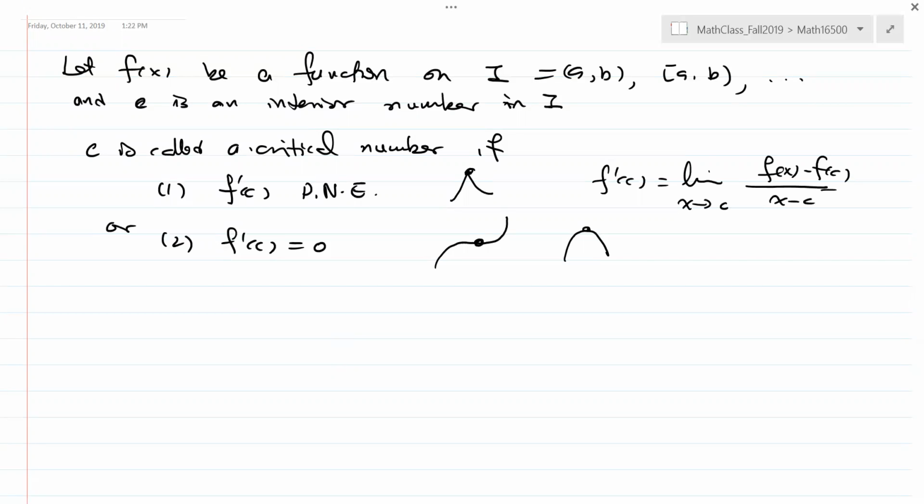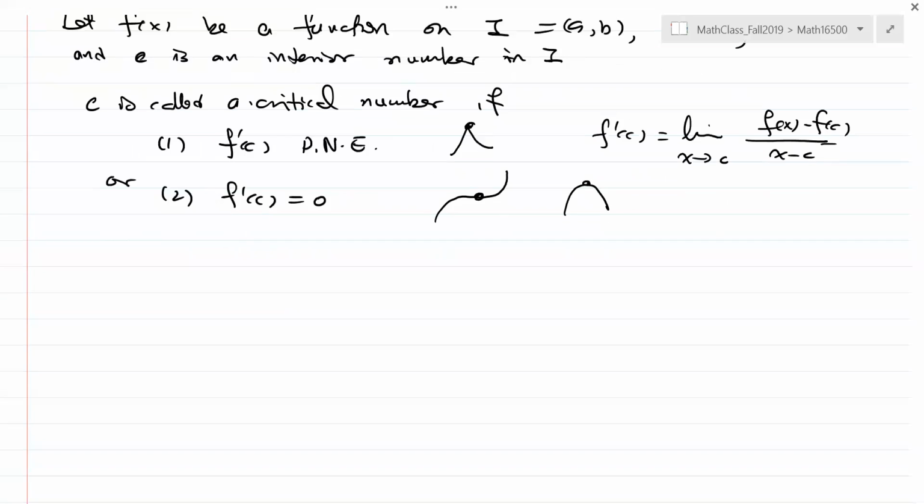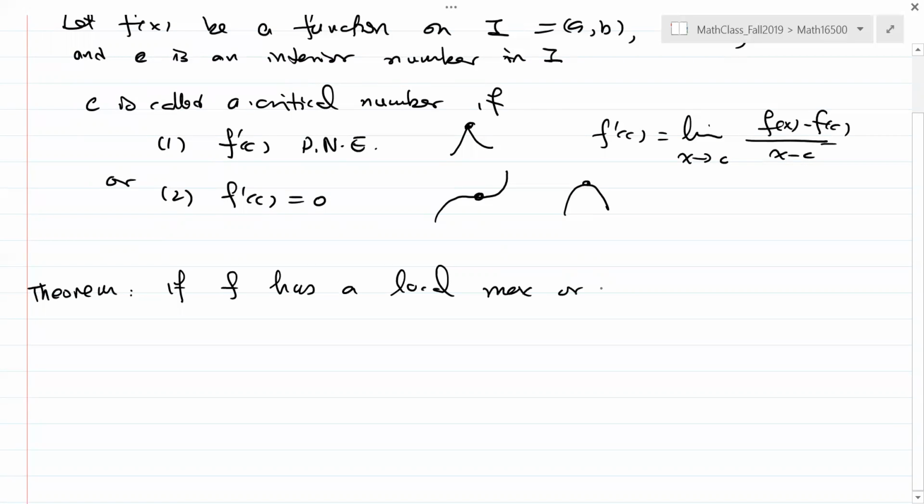Why do we want to study critical numbers? Okay, the critical numbers, because we have the following important theorem. It says that if the function has a local maximum value or minimum value at C, okay, then C is a critical number.